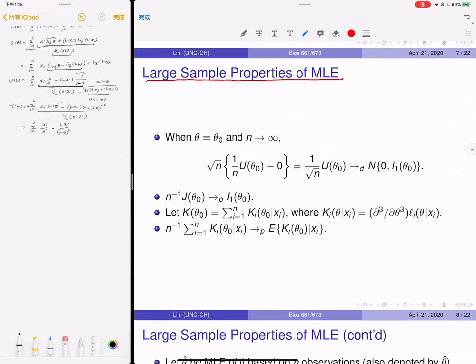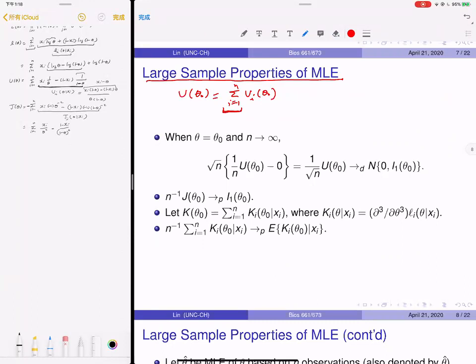Before doing that, I'm going to derive the large sample property of the score function. Again, I'm writing down the score function at theta 0 as a summation, i from 1 to n, of U_i(theta 0). Let me just save some space. I don't want to write everything conditional on x_i, so let me take this out, but you do know what I mean.